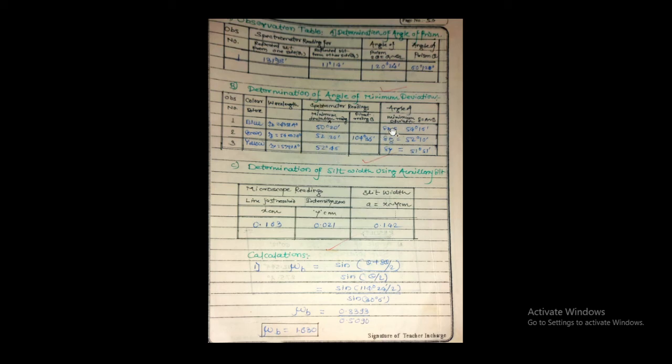Delta B is the angle of minimum deviation for blue color, delta G is the angle of minimum deviation for green color, and delta Y is the angle of minimum deviation for yellow color. It is equal to this.